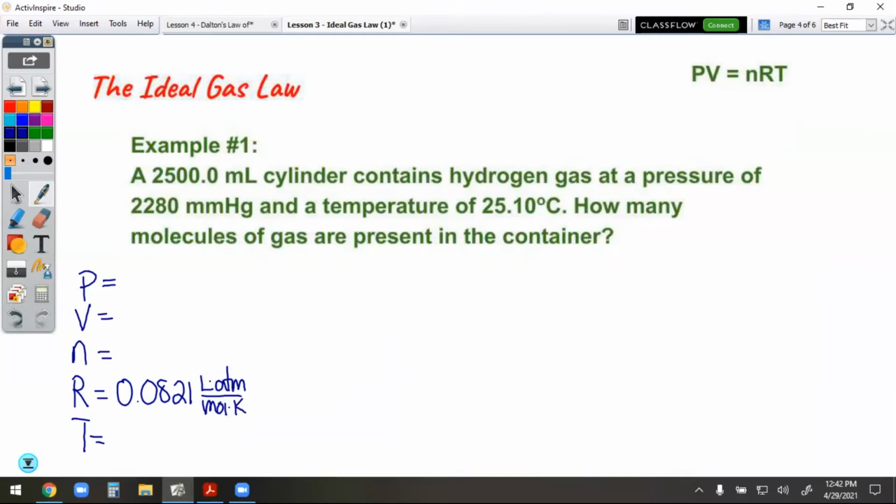Now, let's read through the problem to get our other variables. A 2,500 milliliter cylinder. Remember, when we're talking about gases, the volume of the container is our volume. So we're going to start off with our volume of 2,500.0 milliliters. Contains hydrogen gas at a pressure of 2,280 mmHg, and a temperature of 25.10 degrees Celsius.